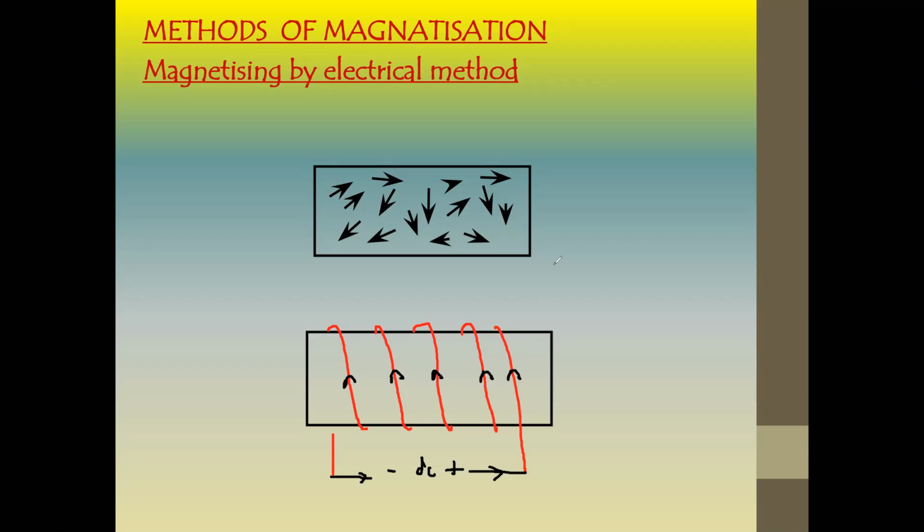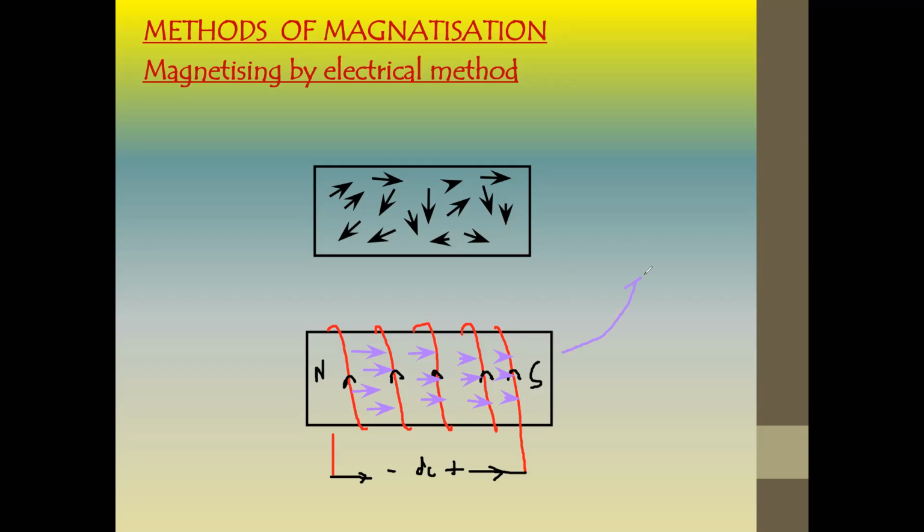So this side will appear to be north and this side will be south. And what happens to the domains which are inside? The domains will also be aligned according to the magnetic field. Originally the domains were not aligned, but when we pass the current, the current produces a magnetic field which aligns the domains. So if we align the domains, this material will behave like a magnet.